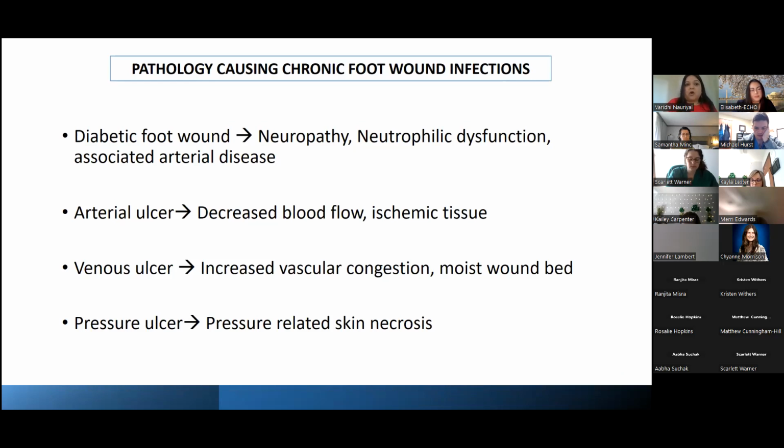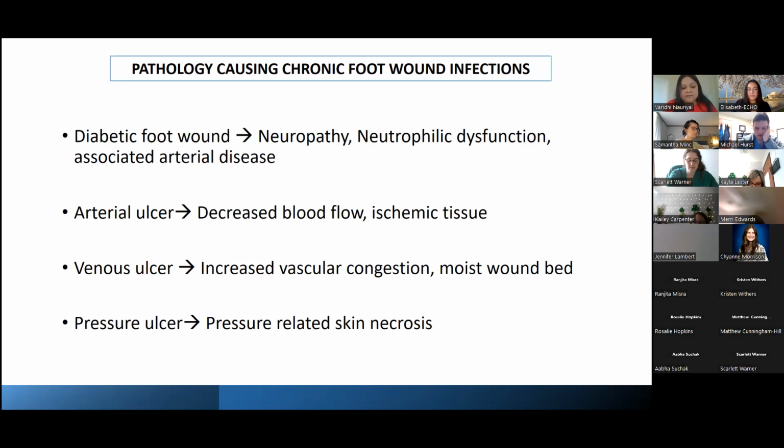Each pathology has unique characteristics as to why it predisposes somebody. For example, in a diabetic foot wound, it's not just neuropathy; it's also the fact that hyperglycemia causes neutrophilic dysfunction, which impairs our ability to clear infections. And then there's associated arterial disease, so the blood flow is impaired. As opposed to an arterial ulcer, where again there's decreased blood flow and ischemic tissue, but there may not be neutrophilic dysfunction as is seen in diabetes.